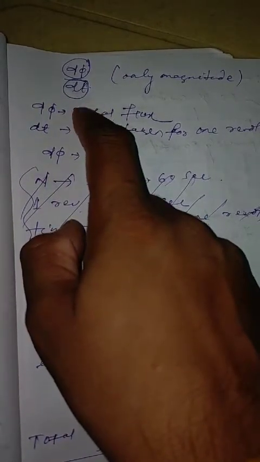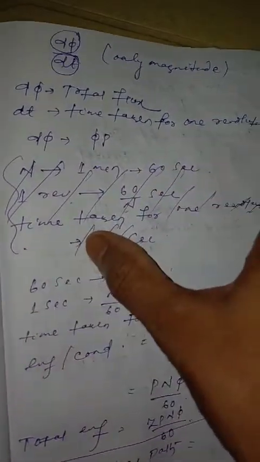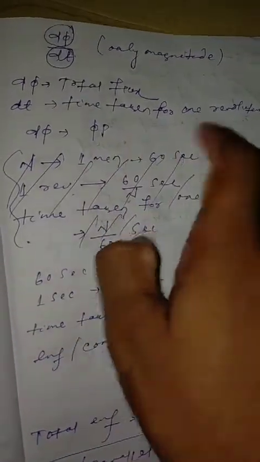But in an AC machine, phi is an alternating quantity, a time varying quantity, so phi does have an expression. What is dt? In the case of a DC machine, it is the change in time, but it is nothing but the time taken for one revolution. You just remember this point. Clear?